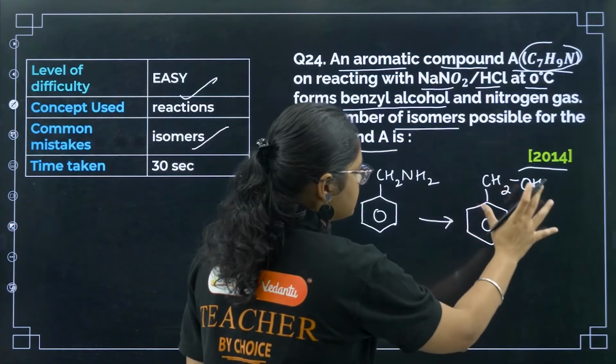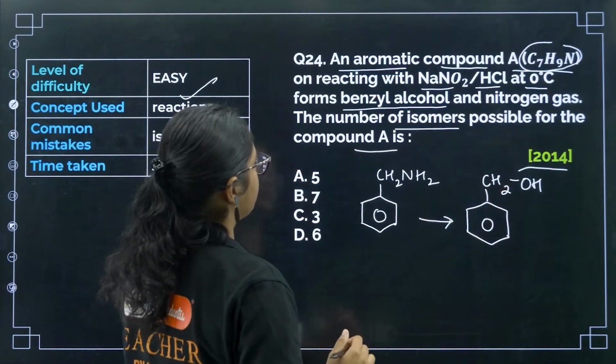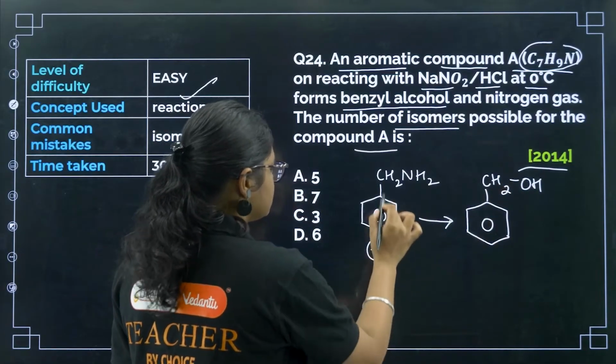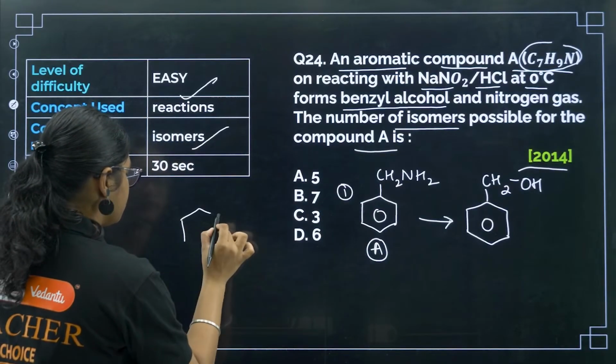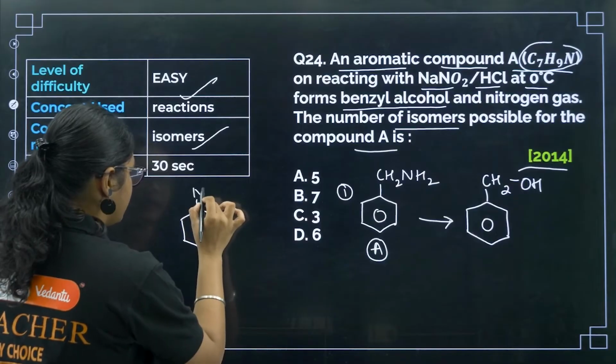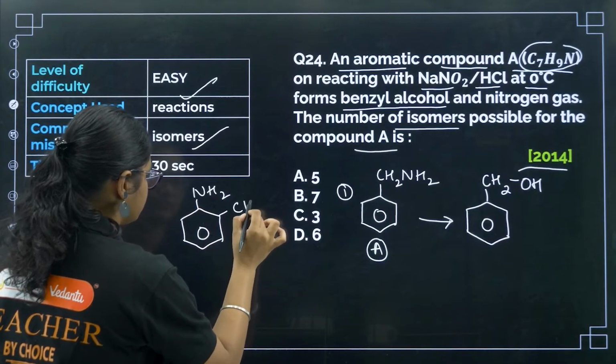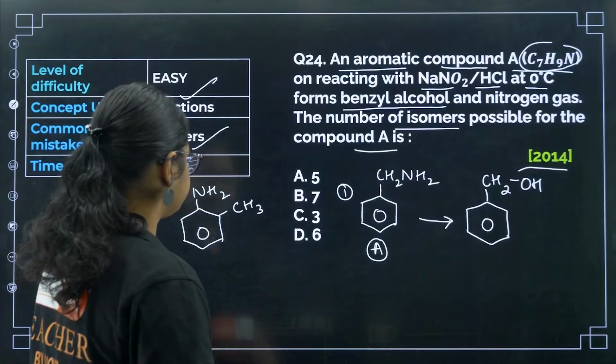The number of isomers possible for compound A. So this is one we can draw. This is one of the isomers that we have seen. Next we can draw like this. We'll take NH2 here and add CH3 here, right?